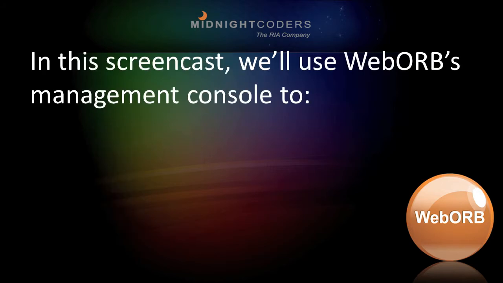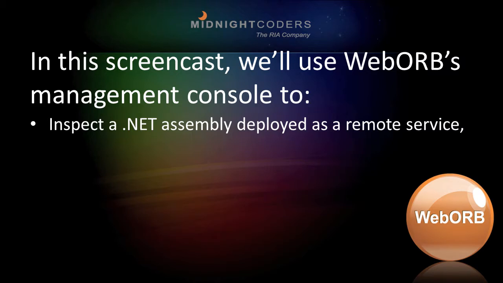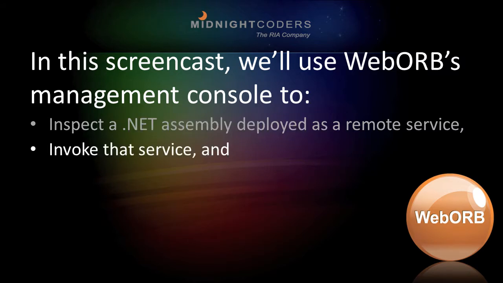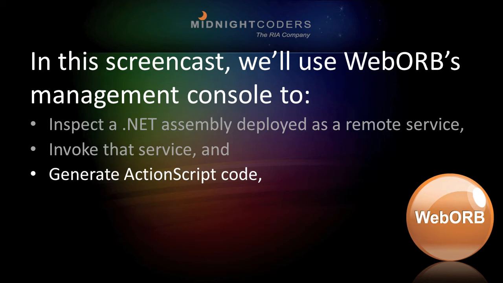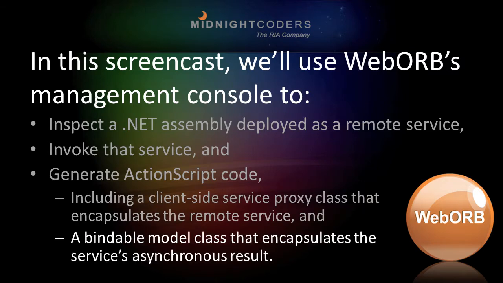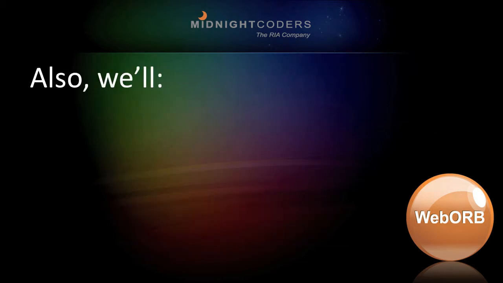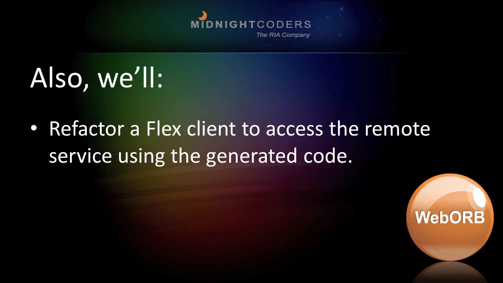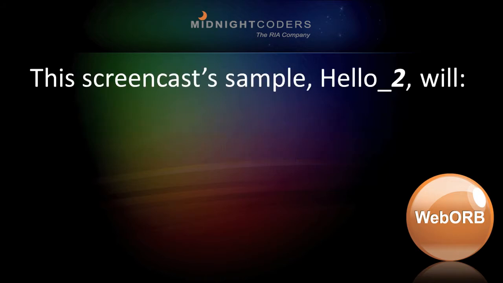In this screencast, we'll use WebORB's management console to inspect a .NET assembly deployed as a remote service, invoke that service, and generate ActionScript code including a client-side service proxy class that encapsulates the remote service, and a bindable model class that encapsulates the service's asynchronous result. Also, we'll refactor a Flex client to access the remote service using the generated code.